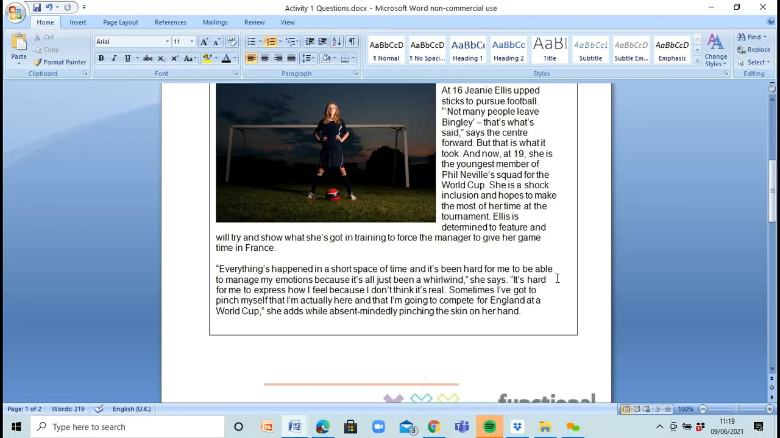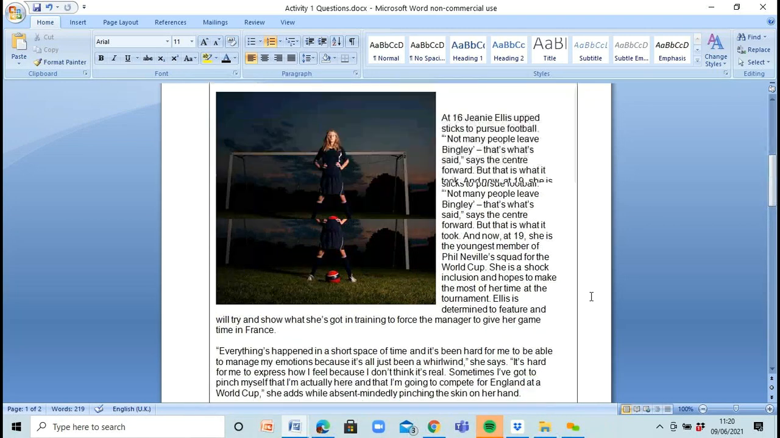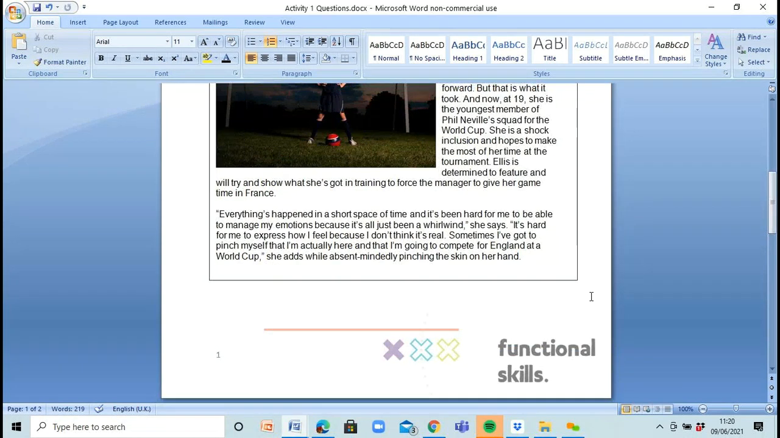Everything's happened in a short space of time, and it's been hard for me to be able to manage my emotions because it's all just been a whirlwind, she says. It's hard for me to express how I feel because I don't think it's real. Sometimes I've got to pinch myself that I'm actually here and I'm going to compete for England at a World Cup, she adds while absent-mindedly pinching the skin on her hand.